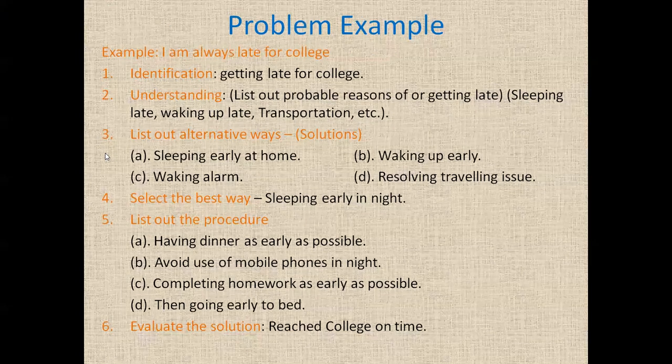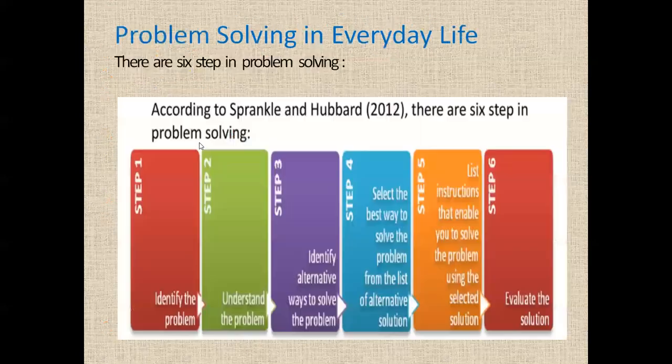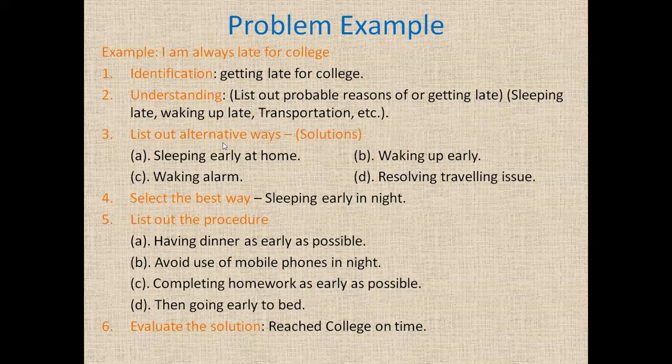Then the third step is we need to select the alternative ways to solve the problem. So we need to find out the ways with the help of which we can solve those problems. Whatever the problems we have listed in the second step, we need to find out the alternative ways with the help of which you will get the solution here. So here alternative ways are like sleeping early at home or waking up early or applying wake-up alarms or resolving the traveling issues. Because of traveling issues also you may be late for the college. Okay, so these are the alternative ways we have found.